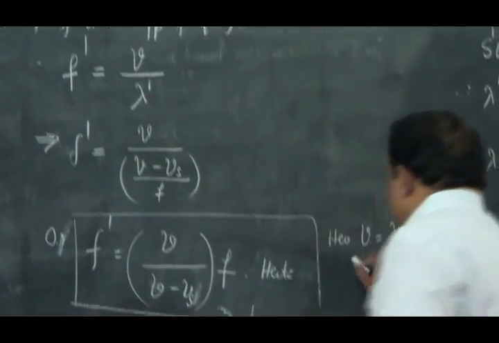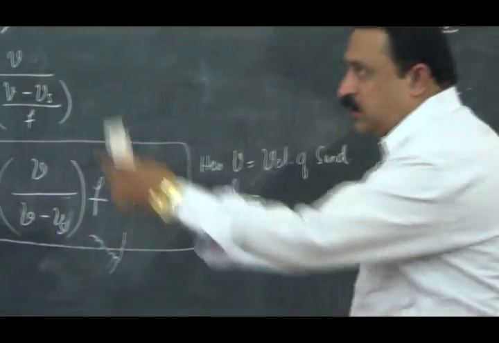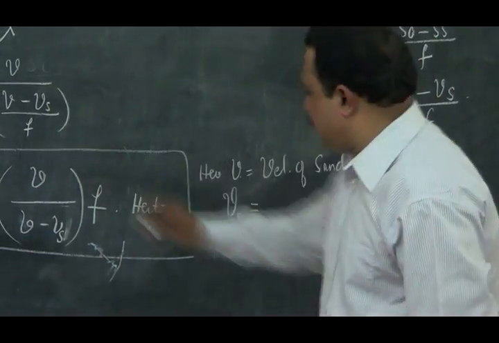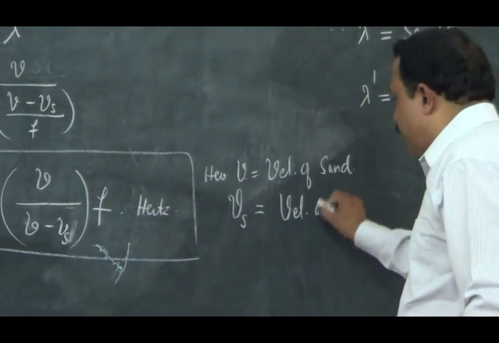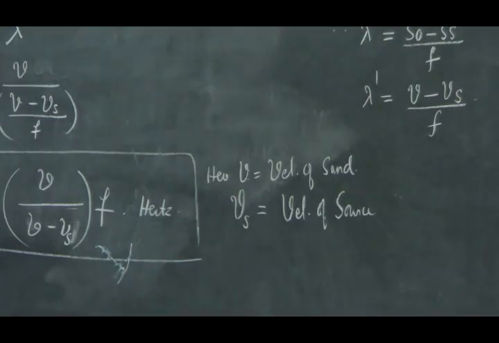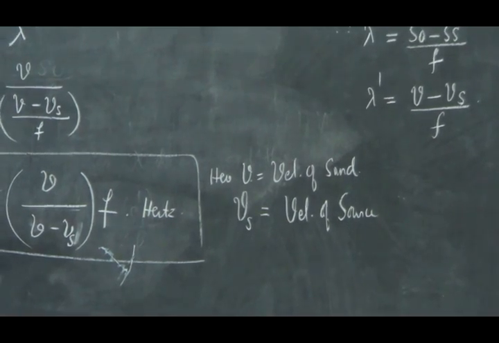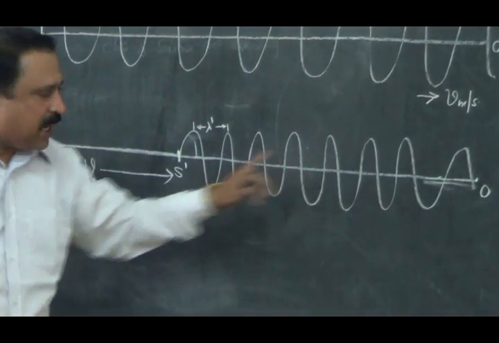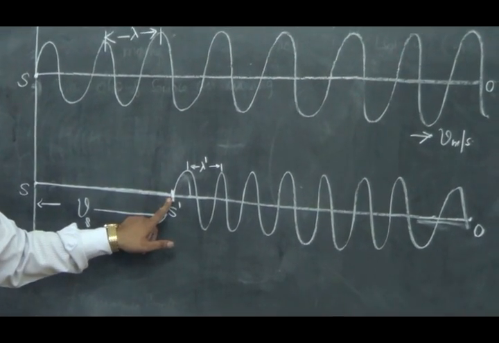And what is this Vs? It is the velocity with which the engine moves from S to S dash. It is the velocity of the source. It has started moving from S to S dash. Actually, what is the situation when the source comes to S dash? It won't stop here, it keeps moving further. I have taken one point, S dash.